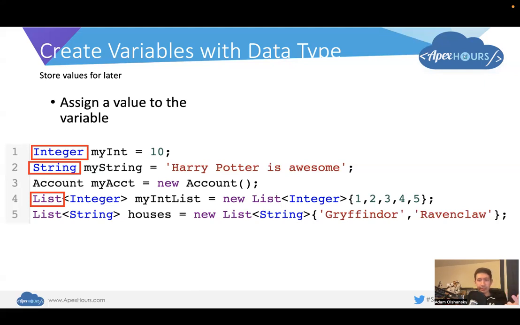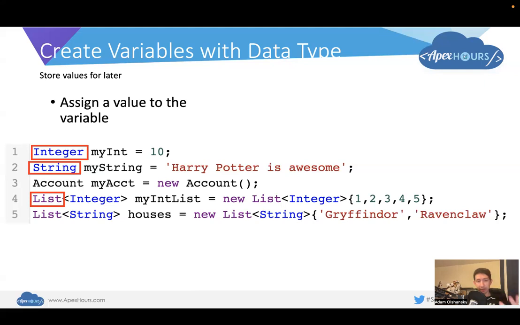We see this keyword list. And if you remember back in our flow, we had that checkbox to make a variable a collection so it could hold multiple things in it. This is basically the same thing we would do in Apex, except instead of creating a single integer, we're going to create in line 4 a list of integers. So we could store more than one integer in the same variable.